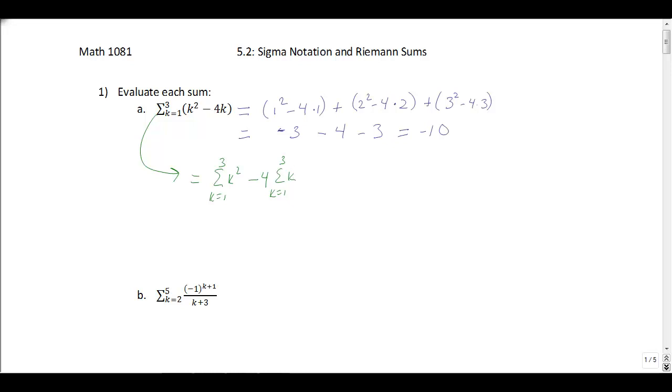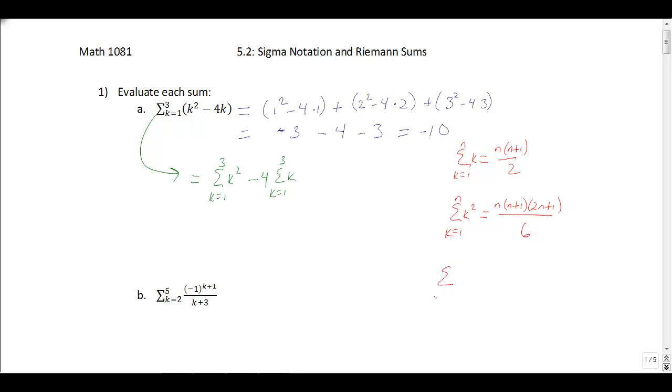And the reason I'd want to do that is to make use of a couple of formulas. One of those formulas is that if I do a summation k equals 1 to n of just k, it turns out that's n times n plus 1 over 2. And then if I add up k equals 1 to n of k squared, it's kind of a similar formula. It's n times n plus 1 times 2n plus 1 all over 6 here.